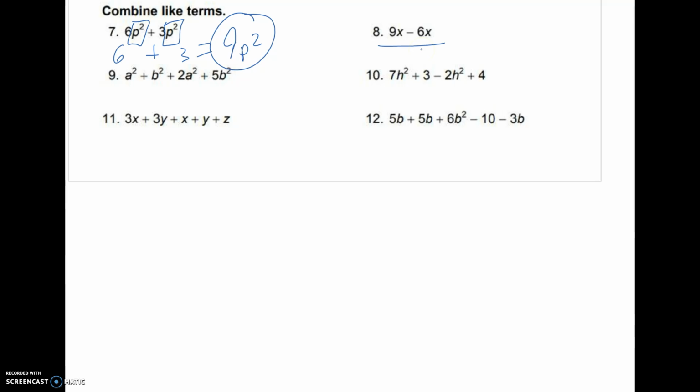All right, here we go. 9x minus 6x. These are like terms. Both of them have an x. Both of them only have one exponent. So if you treat this like normal subtraction, 9 minus 6 would give you 3. So think of x as dollars or marbles. If you have $9 and you take away 6 of those dollars, you're left with $3. So same concept here. 9x minus 6x equals 3x. All right, that's our answer.